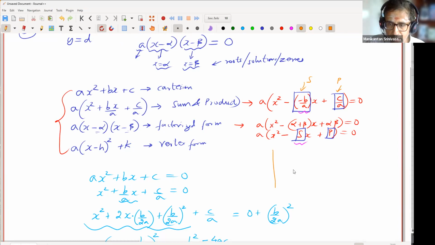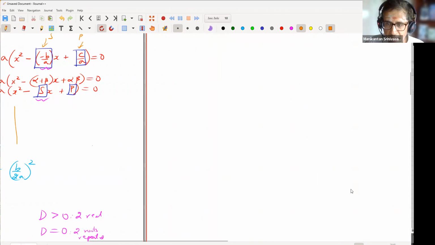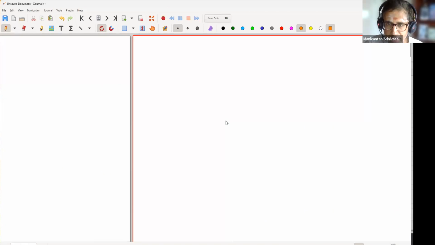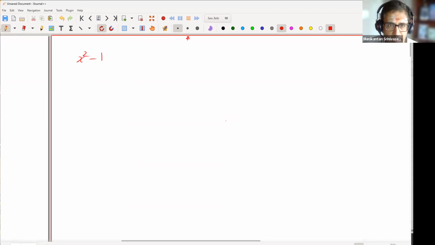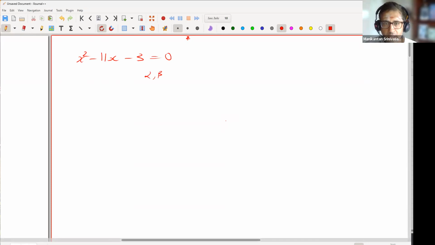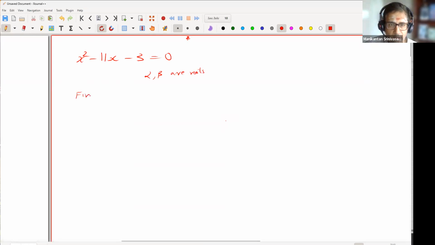Okay, right. So the sum and product are quite important because very often we are not interested in the roots. We are only interested in the sum and the product, so we don't need to waste time. Typically you would have seen problems like this. So if I have x square minus 11x minus 3 equal to 0, and if alpha and beta are roots of this, then the question is, find an equation whose roots are, I'll just make up something, alpha by beta square and beta by alpha square.